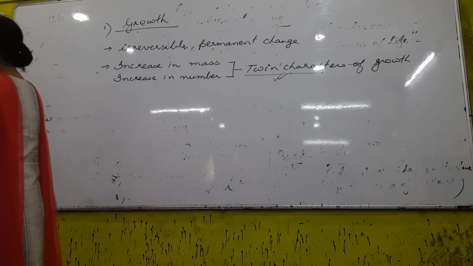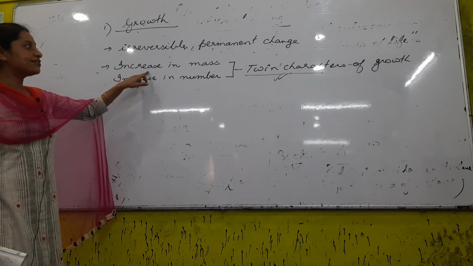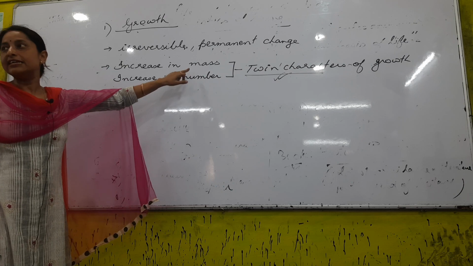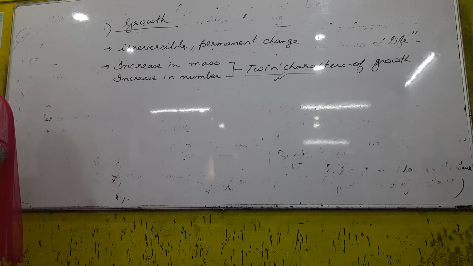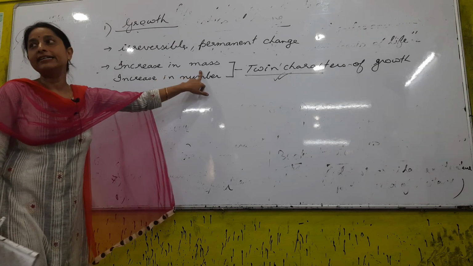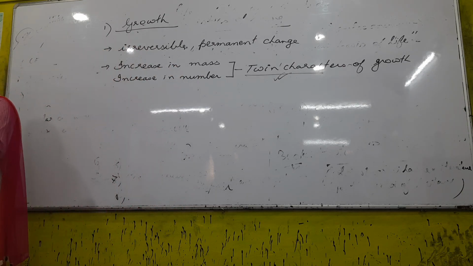When something increases, we call it growth. This increase could be in terms of mass, or it could be in terms of number also. And if we are talking about mass, we know mass is nothing but weight, body weight. If it was 5 kg yesterday and is measured as 10 kg now, then we can say that the organism is growing.